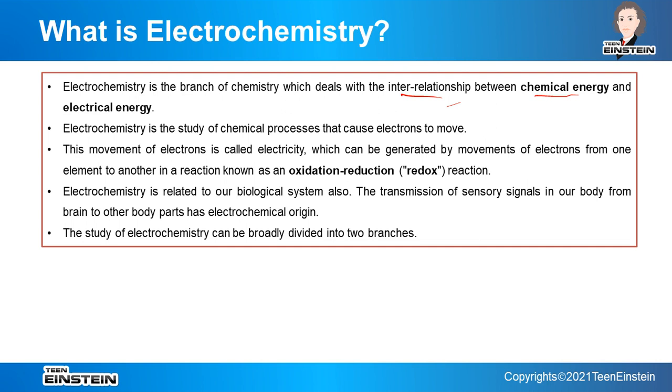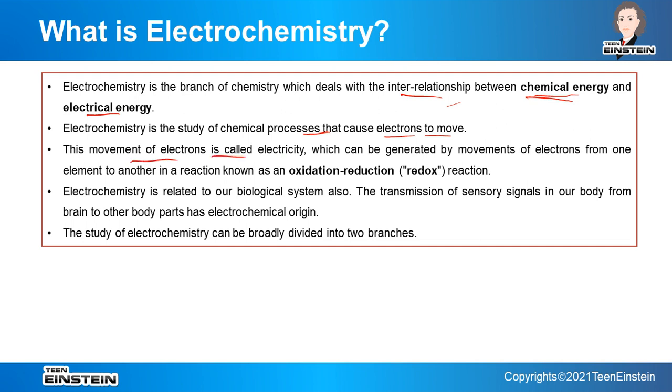So both are possible. By applying chemical energy, we can generate electrical energy, and by applying electrical energy, we can generate chemical energy. So it is the study of chemical processes that cause electrons to move. So here electrons will be in moving condition, and this movement of electrons is actually the electricity.